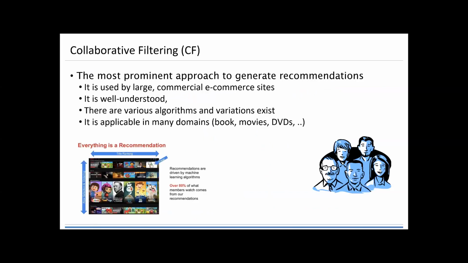Now in collaborative filtering, we want to know more about the strategy, because in the domain of recommender systems, collaborative filtering is the most prominent approach to generate recommendations, and it is used by large commercial e-commerce sites. It is well understood, and there are various algorithms and variations. It is now applicable in many domains, for example, books, movies, DVDs, and many other things.